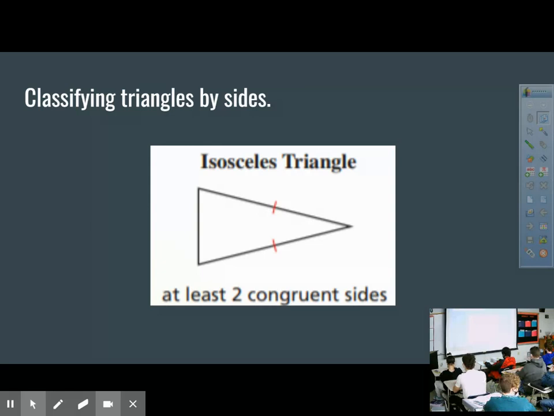Alright, look at those top 3 triangles. Which of those would you consider isosceles? The right two. The middle one's isosceles because it has two congruent sides. And the third one's isosceles because it has three congruent sides. It has to have at least two to be isosceles. So we have two of them that are isosceles.